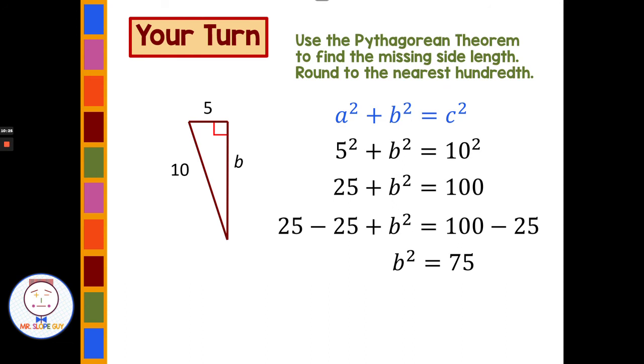We are not done. We are not just solving for B squared. We're solving for B. So we want to take the square root of the left side, square root of the right side. And when I put it in my calculator, the square root of 75, and we're rounding again to the nearest hundredth, is 8.66. So my missing leg is 8.66.